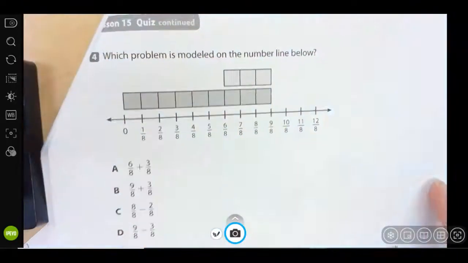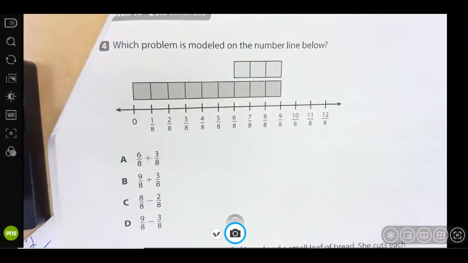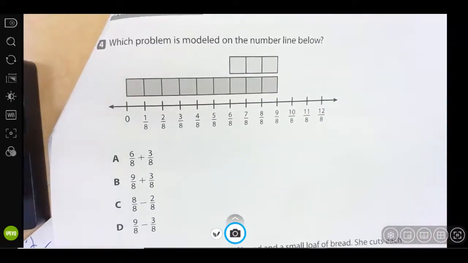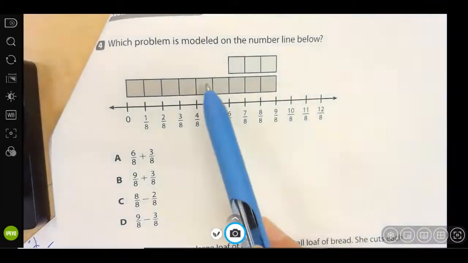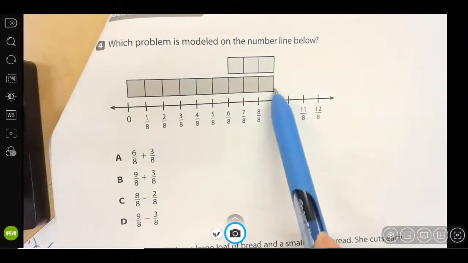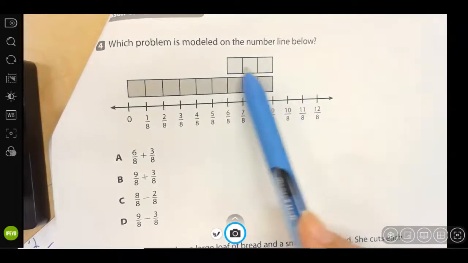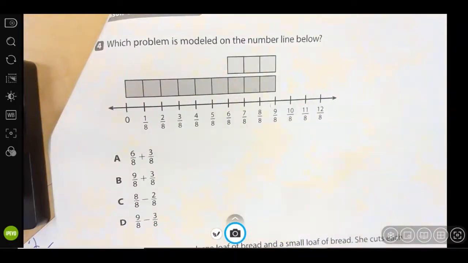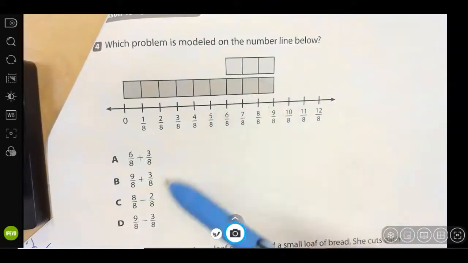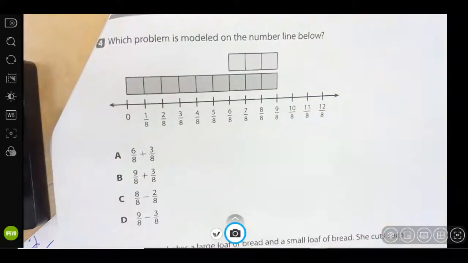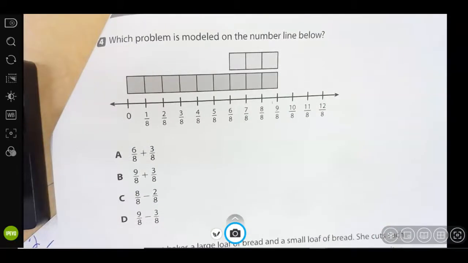Okay, we got a little bit more to do. We got 2 more to do. Number 4. This is our number line. We have 9/8 and then we have 3/8 here. On your whiteboard, write the equation that you think matches this number line. Tell me what you think first, and then we'll do a check.